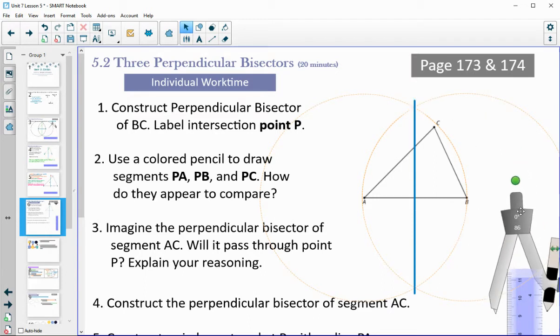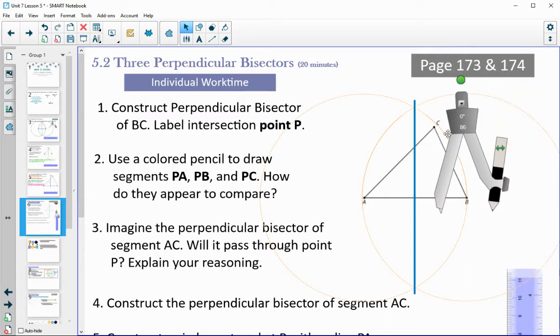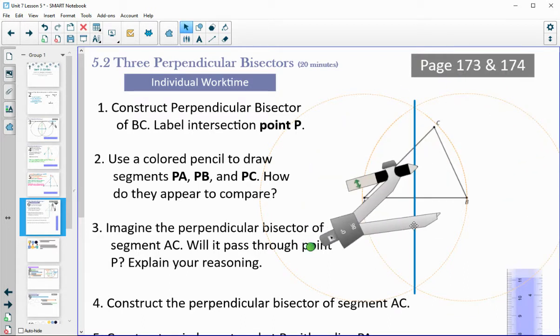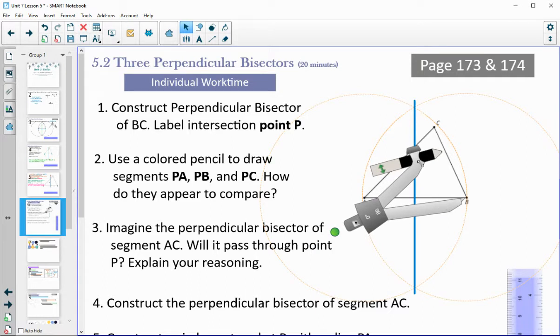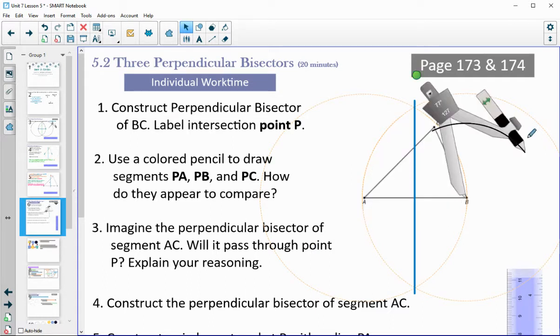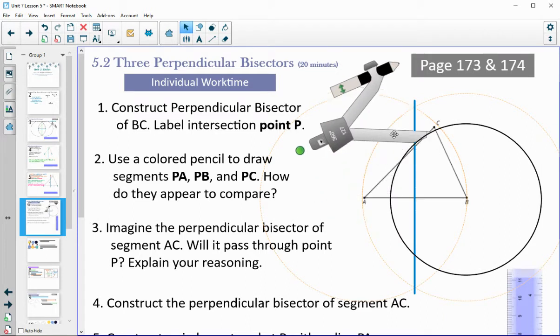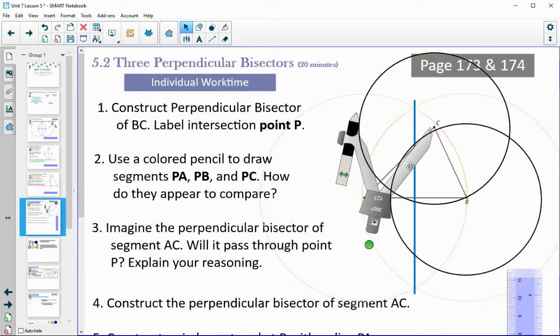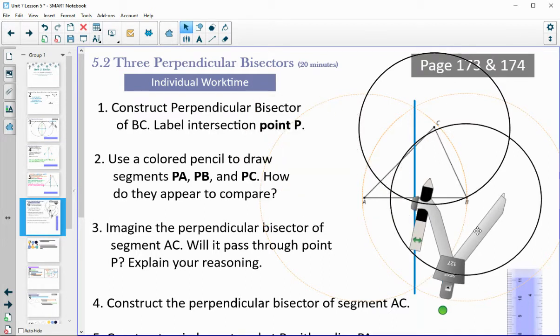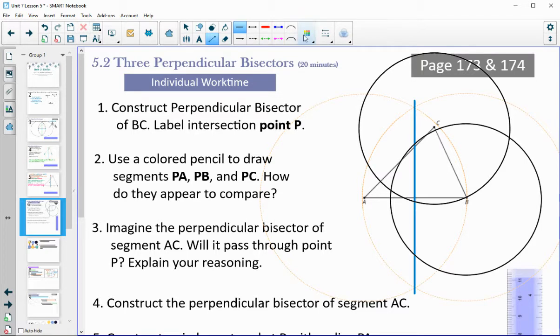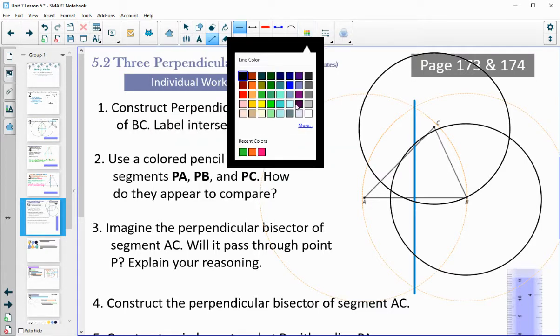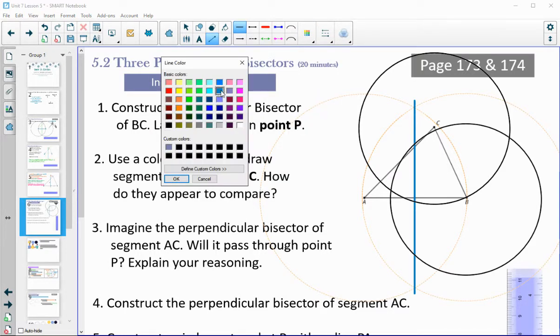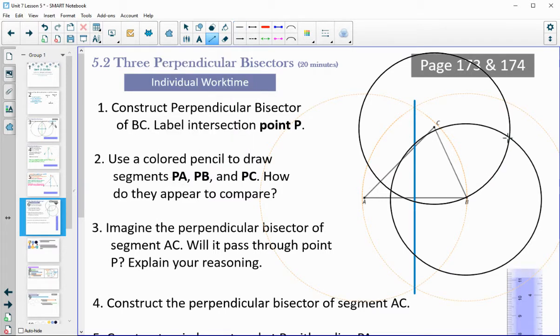All right, so let's go ahead and I will construct the perpendicular bisector here quick for BC. So I'm just going to open this up to the width here, draw in a circle quick, move to this point, draw in the circle so I can get my perpendicular bisector. And then we're going to label the intersection of the perpendicular bisectors.